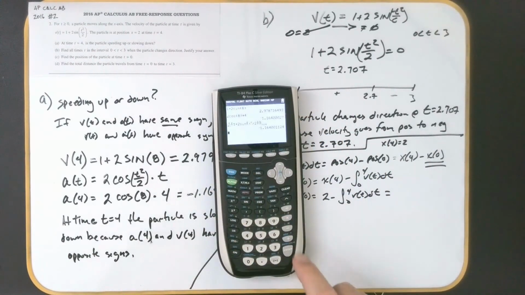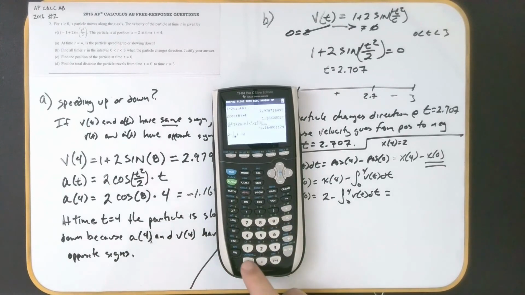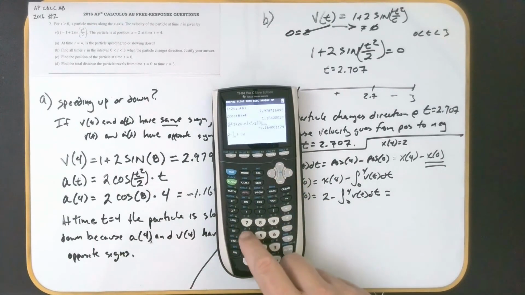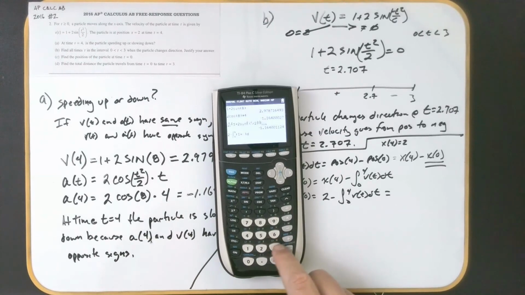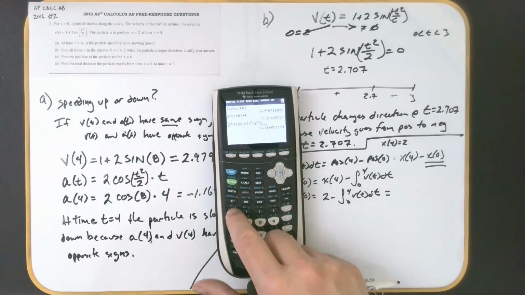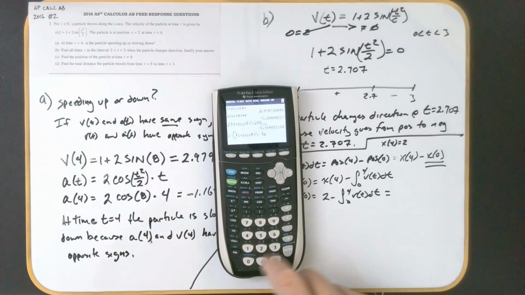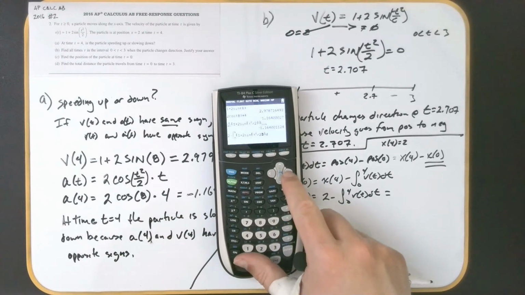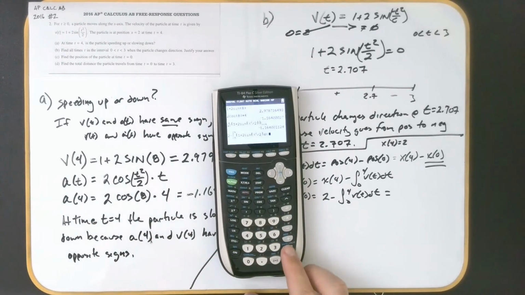So we'll quit out of here, and I'm going to put in 2 minus, math menu, go to my integral, and I'm integrating from 0 to 4. And now I'm going to put in my velocity function that I've been using here. So 1 plus 2 sine of x squared divided by 2. Okay, I think we have everything there correctly. And let's see what ends up happening here.